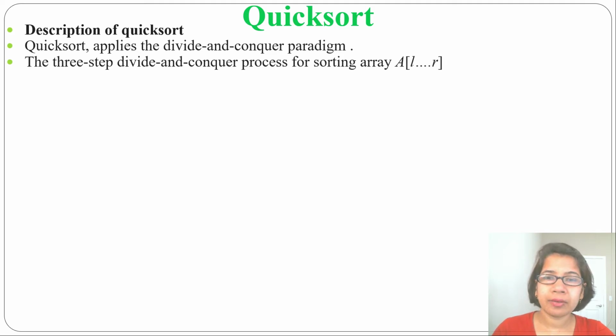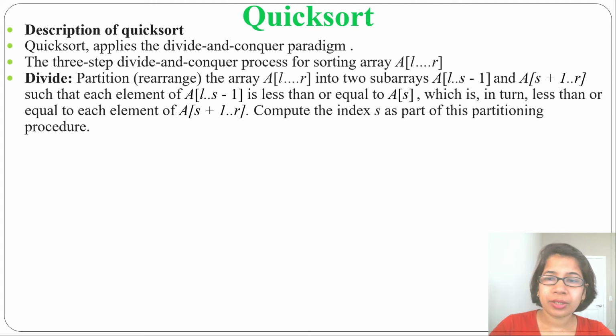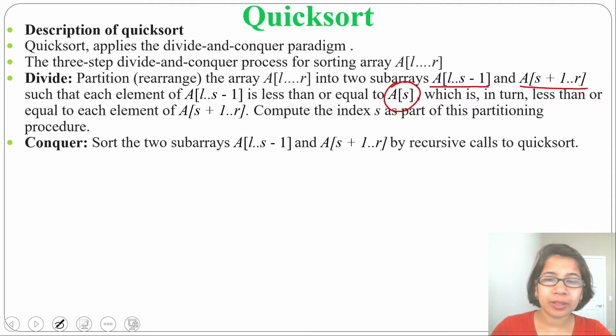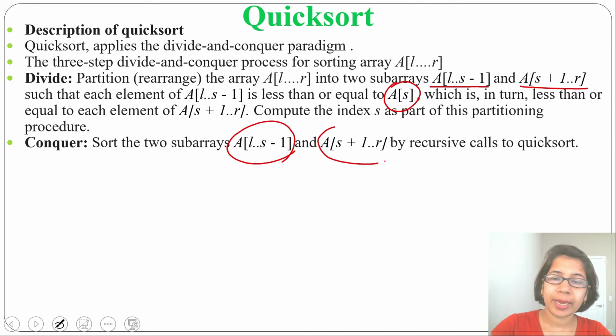Suppose one array is given, A, L, R, L for left, R for right. These are the indices. Then in divide, we'll partition A, L, R in such a way that we'll find A of S, and A of L to S minus 1 should be less than A of S, also less than A of S plus 1 to R. And in conquer, we'll recursively call A of L to S minus 1 and A of S plus 1 to R. We'll partition in two parts, one part before A of S, another part after A of S.